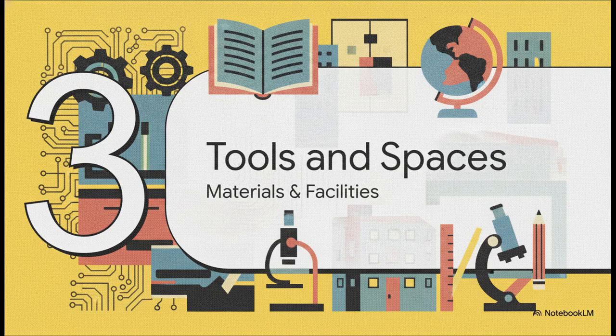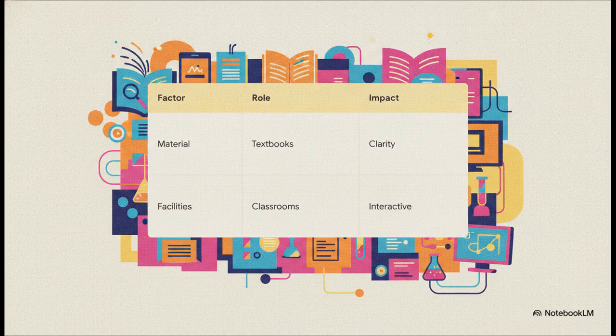Section 3. Tangible tools and spaces. We're zooming out slightly from the humans to the physical room itself and the actual items they're holding. Now, what's really interesting here is how we parse out the exact roles and impacts of the third and fourth sides of our hexagon.